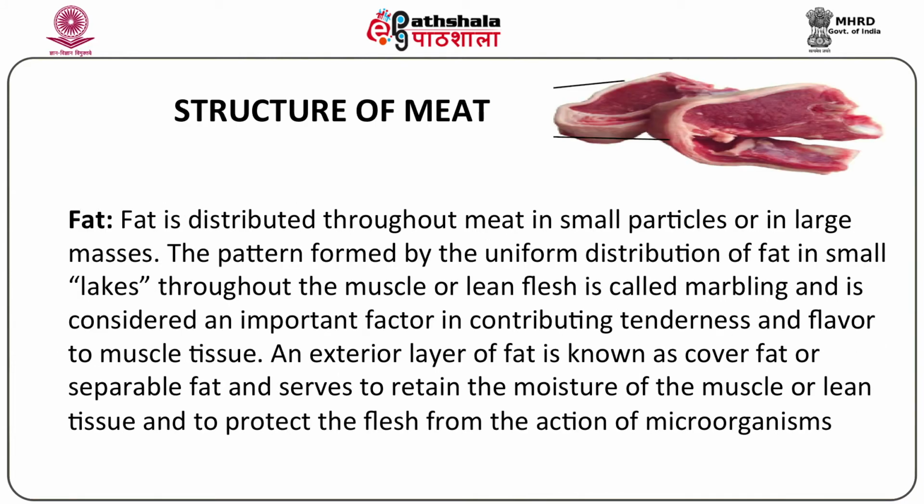Now the third component of the structure of meat is the fat. Fat is distributed throughout the meat in small particles or in large masses. Now the distribution of fat in meat forms specific patterns on the surface of meat, which is referred to as marbling. Marbling is once again an important indicator of quality in meat, and is an important factor which contributes to tenderness and flavor in muscle tissues.